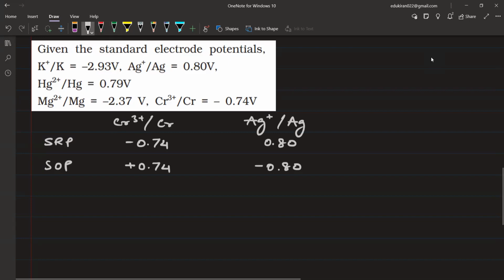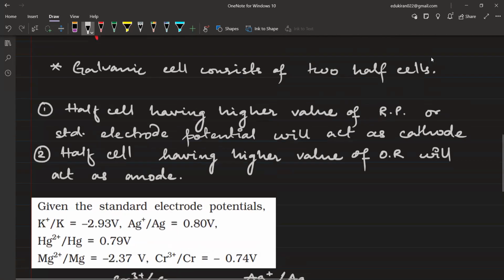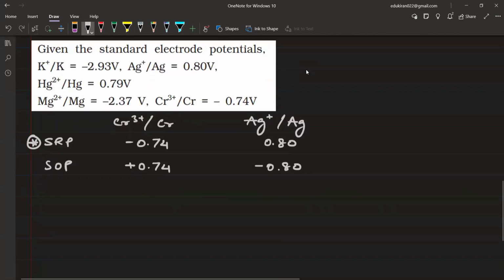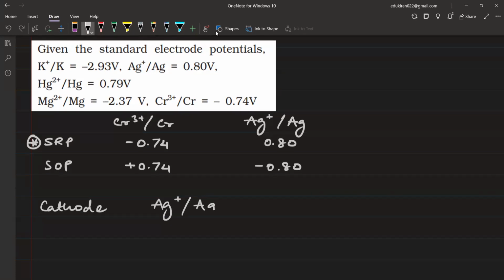Now tell me, looking at the SRP, what should be at the cathode? In order to get the cathode, tell me which has the higher value. Cr or Ag, which one will be cathode? 0.80, Ag positive to Ag. And which one will be anode? Look at the SOP, which is having the higher SOP?